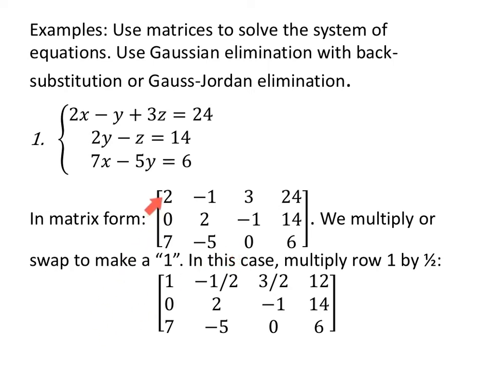So now, in order to make a 1, we either multiply or swap. There are no 1s leading any of these equations or rows. So what I'm going to do is multiply 1/2 times row 1. Half of 2 is 1, half of a negative 1, half of 3, half of 24, and I did nothing to change the other 2. So to make a leading 1, we either multiply by a reciprocal or we swap rows. Swapping wasn't a possibility in this one, so we multiplied.